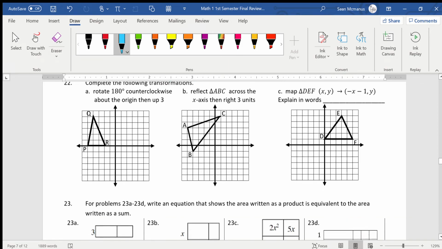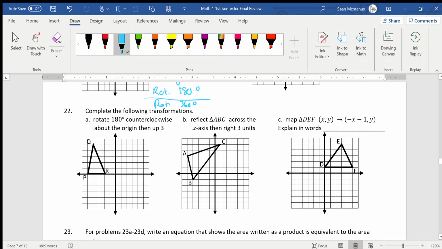And last one for this video, it's been a long video here on transformations. Complete the following transformations. Rotate this given triangle here for A, PQR. Rotate it 180 degrees counterclockwise and then up 3. So we could use patty paper, trace it, rotate it, and then slide it. I'm going to try and do it with the computer this way.